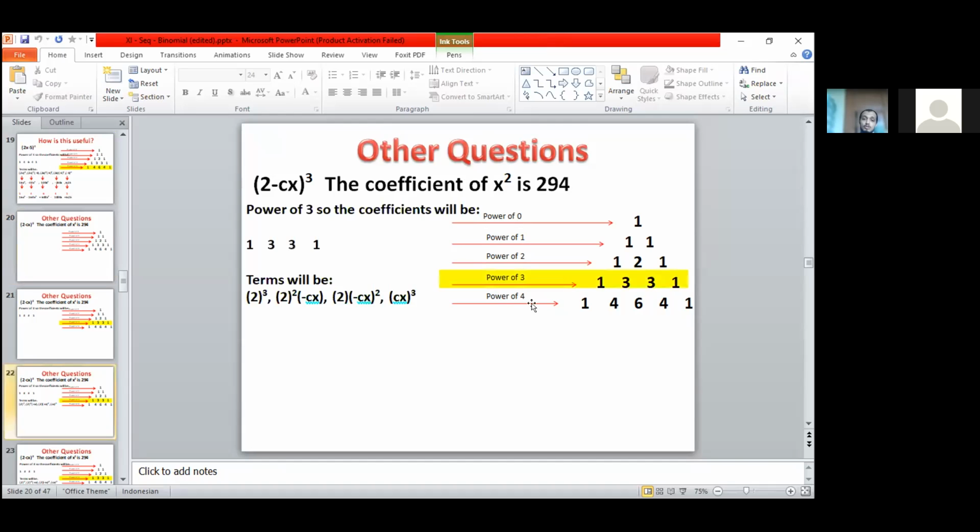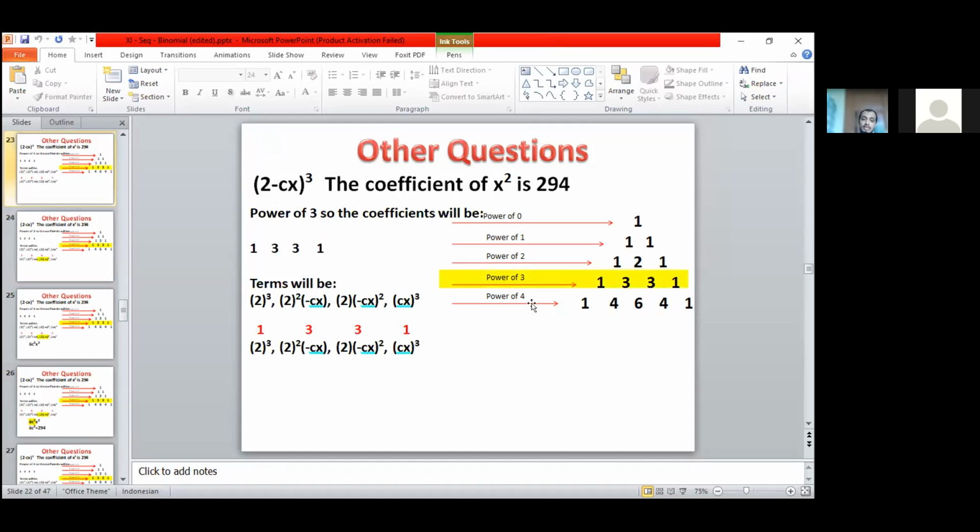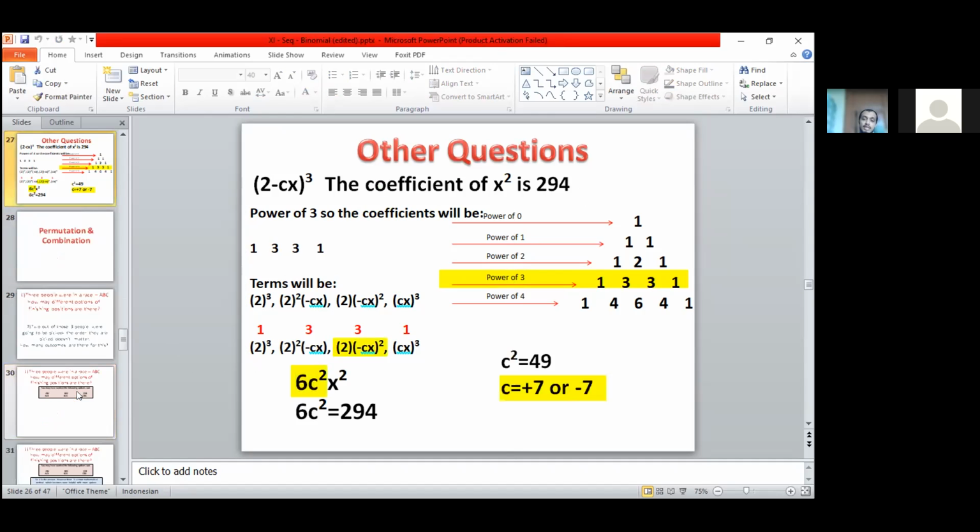So basically, what we did in this case was finding all the terms. And then this one will be 3 times 2, so 6 times negative cx squared is 6c squared x squared. And we know that the coefficient of x squared is 294. So 6c squared is equal to 294, right? Something like this, and you get c.